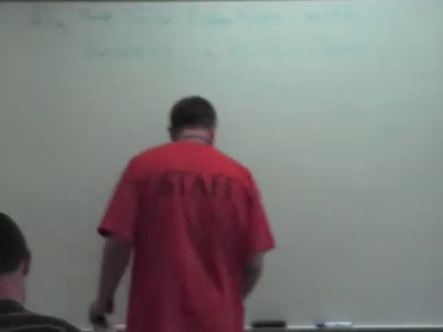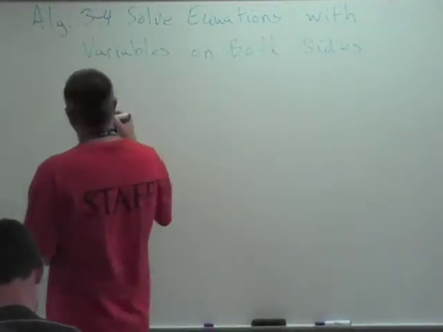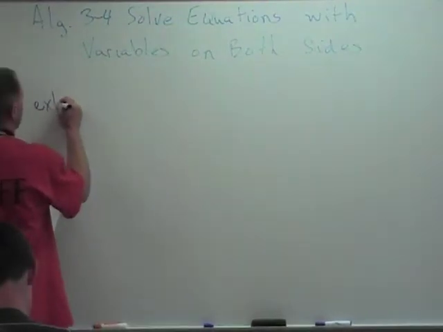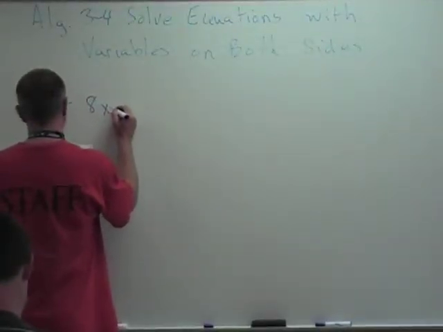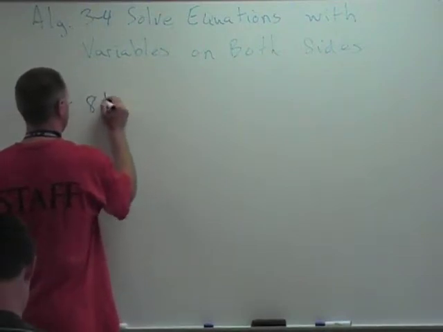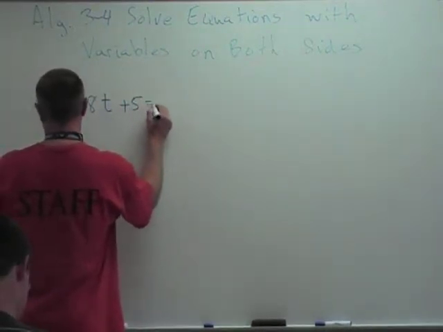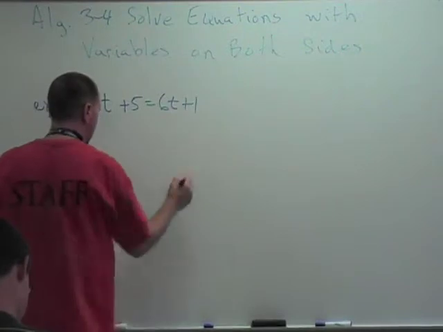Alright, solving equations with variables on both sides. We talked a little bit about this yesterday, so let's get into the examples. You got to use your rules and your steps. So the first example is 8t plus 5 equals 6t plus 1.